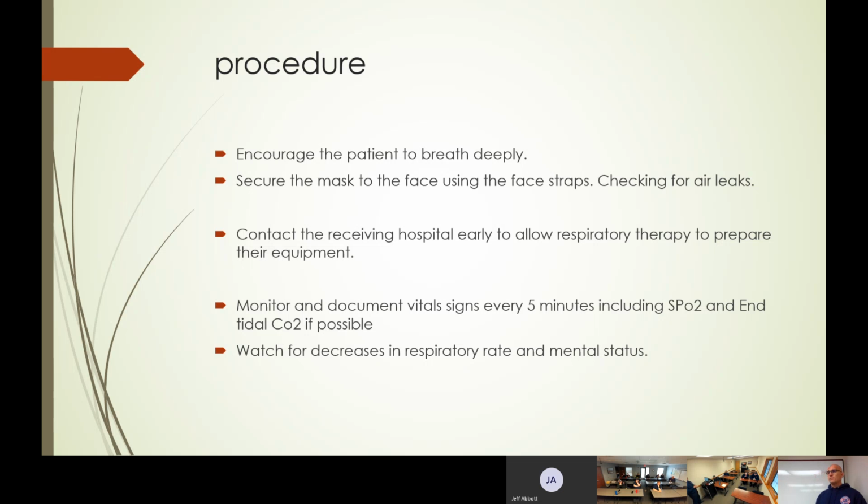Why do we want to do that? What are some reasons we want to let the hospital know that we have a CPAP patient? So they can get hold of respiratory. Yeah, they might want to have respiratory already waiting in the ER for you, and they might put them on a machine, or whatever, but they can get all of that ready. Monitor and document vitals every 5 minutes, including SpO2 and end-tidal CO2 if possible. And this is really important.